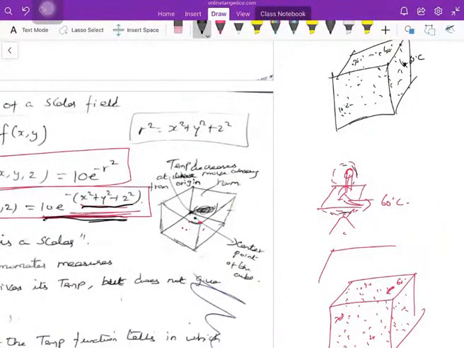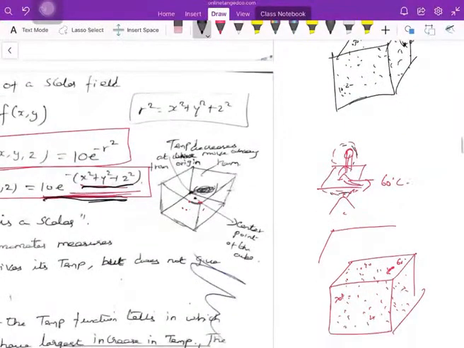Now all the temperatures can be found based on the positions. Suppose I'm asking you, in which direction does the temperature change maximum? Using this information, the scalar function, I'm asking you in which direction the temperature change is maximum. If I'm asking like that, it means the temperature is not a vector quantity, and the question I'm asking is about the direction. So therefore, just take the gradient of this function.